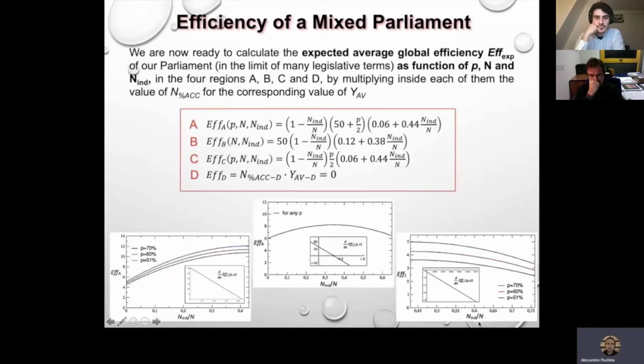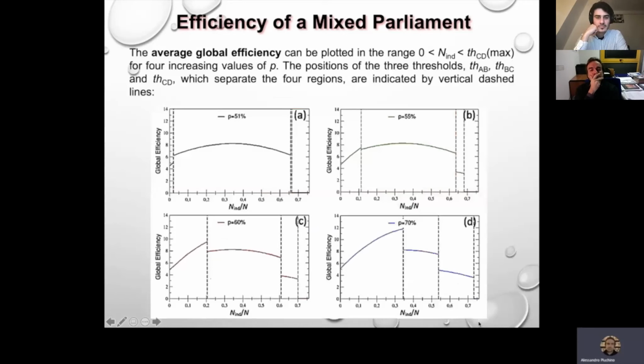The plots below show that the efficiency starts to increase for small values of the percentage of independents present in the parliament. Then it reaches a maximum, which is independent of the size p of the majority party. And finally, it decreases for a large number of independent members. This is again the global efficiency plotted in the whole range of the percentage of independent members for 4 different values of the size of the majority party.